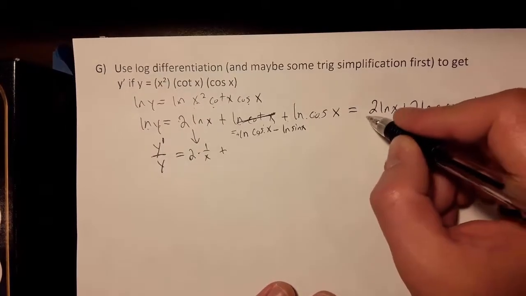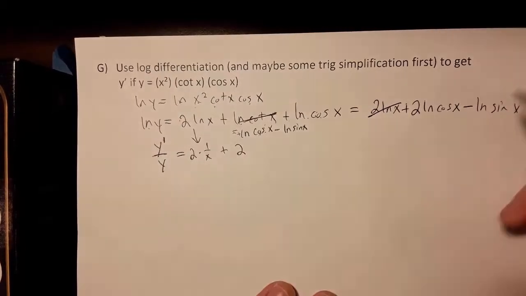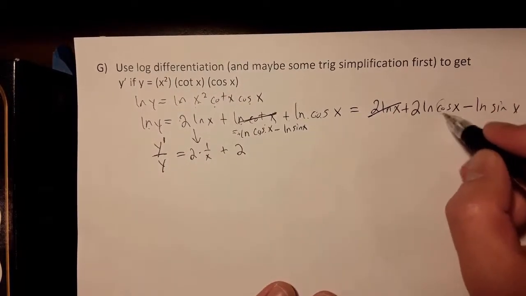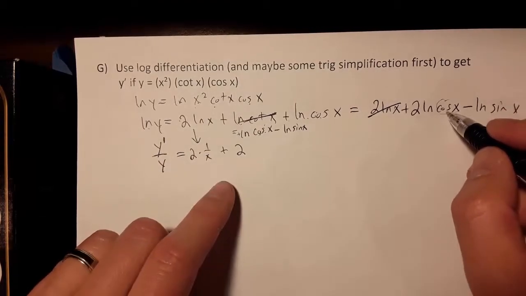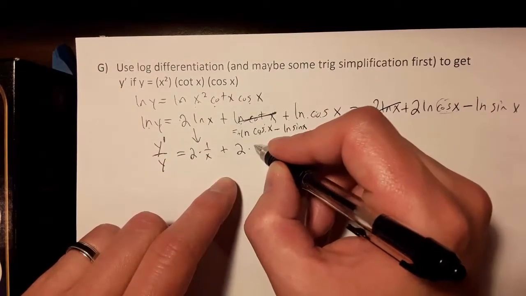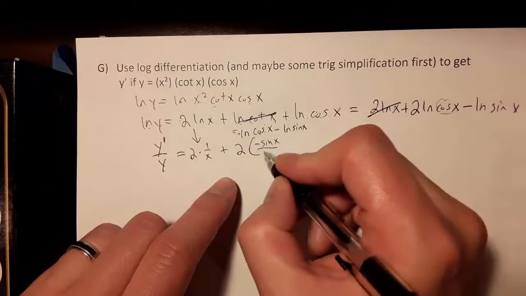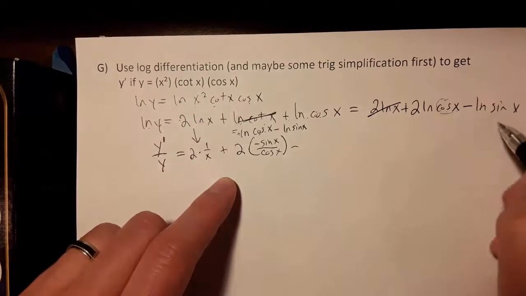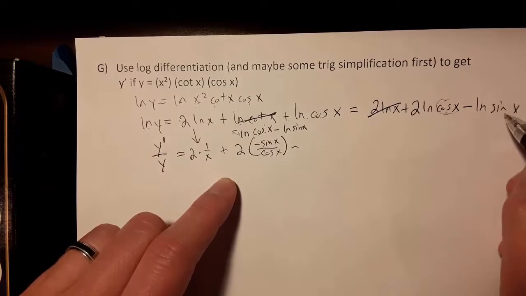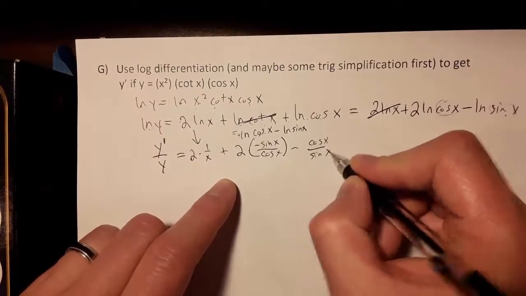So I've differentiated this one already. Now I'm going to differentiate this one. I'm going to keep the 2, and then differentiating natural log cosine gives me u prime, so derivative of cosine is negative sine, over u, which is just cosine. Differentiating ln sine, I've got to do u prime over u. So u prime, derivative of sine is cosine, over u, which is sine.